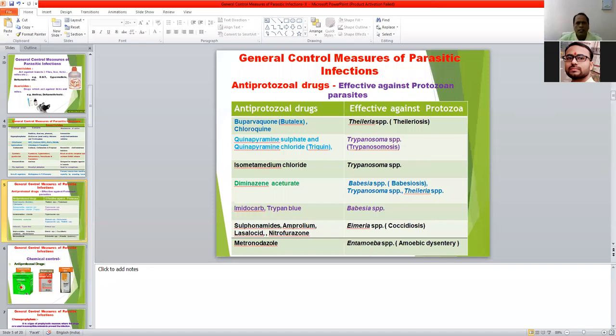In the list of anti-protozoal drugs, another group of drugs is sulfonamides, amprolium, lasalocid, nitrofurazone. These all four drugs are effective against the Eimeria species. Eimeria causes a disease known as coccidiosis.